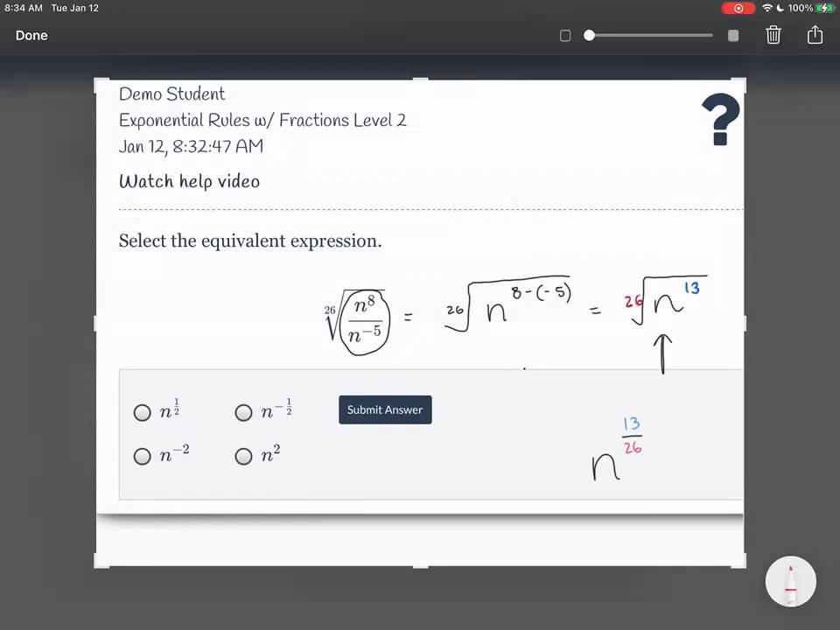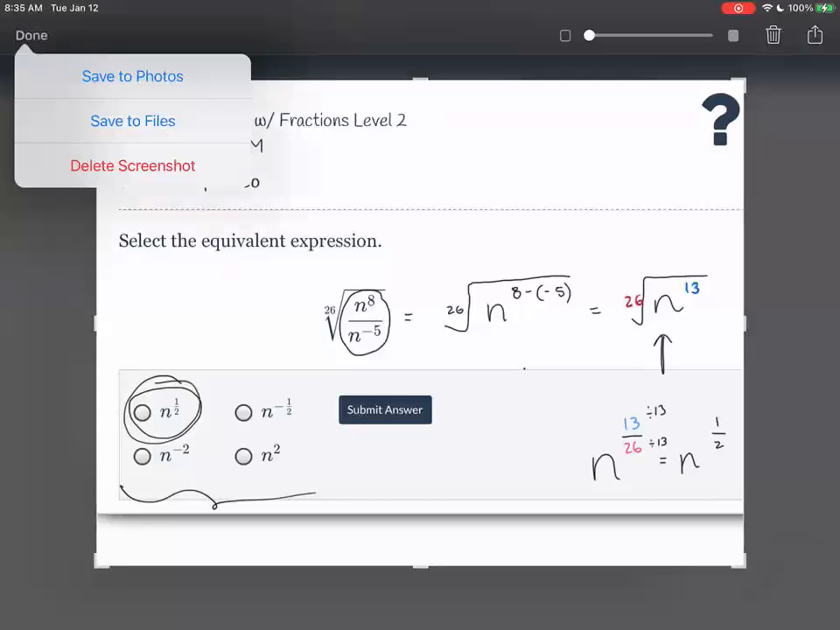However, we don't see that in our answer choices here. That's because we need to simplify it. So this is n to the power of 13 over 26. Both of those are divisible by 13. If I divide by 13 on the top and bottom, 13 divided by 13 is 1, and 26 divided by 13 is 2. So we have this one. Okay, I'm going to pause here and see if you guys have any questions. All right, let's go ahead and select n to the power of 1/2.